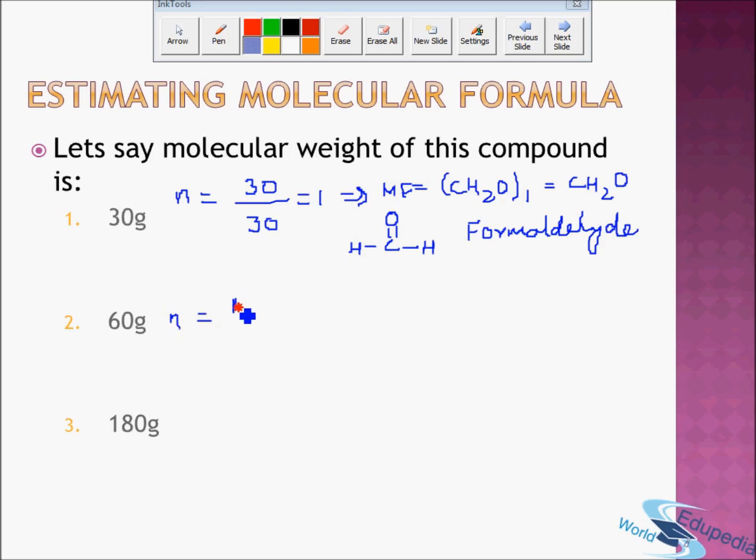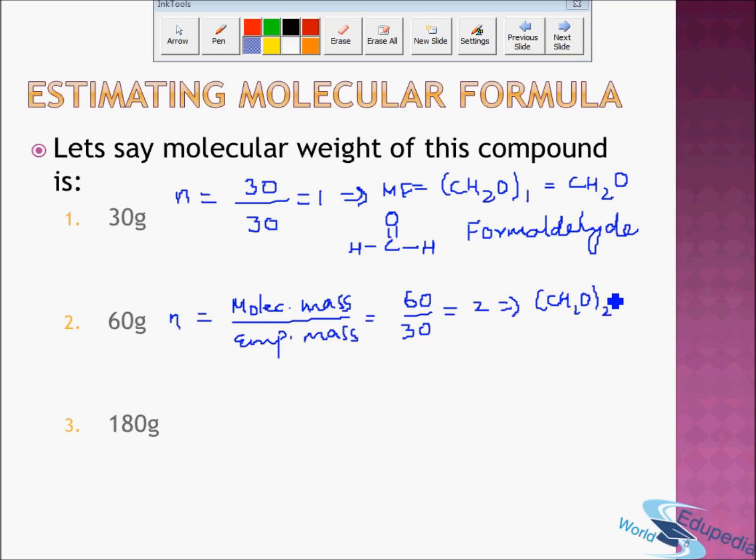If in the second case the given molecular mass is 60 gram, then our subscript n is, if you remember again, molecular mass divided by empirical mass. Molecular mass is 60 and empirical mass remains the same, 30 gram. So n is equal to 2. In that case, our molecular formula becomes CH2O multiplied with 2. So this gives me C2H4O2. In case molecular mass is 60 gram, the molecular formula of the compound will be C2H4O2.